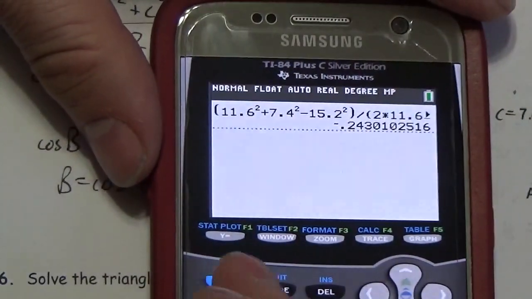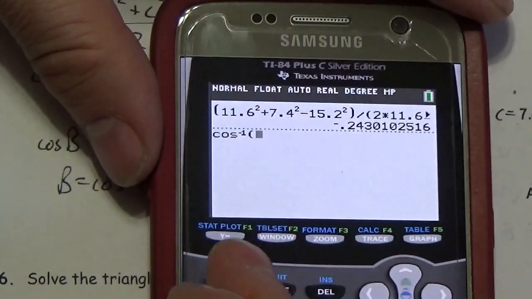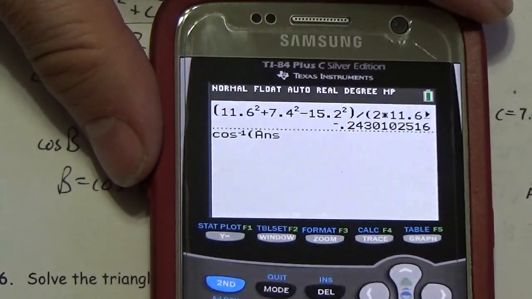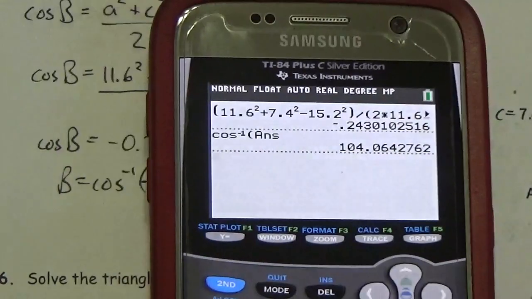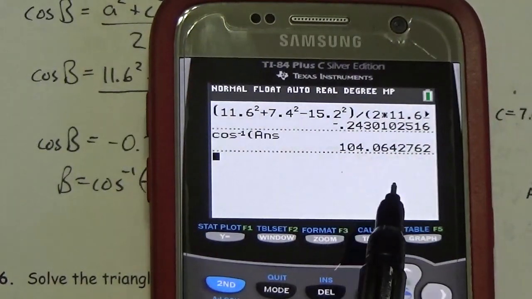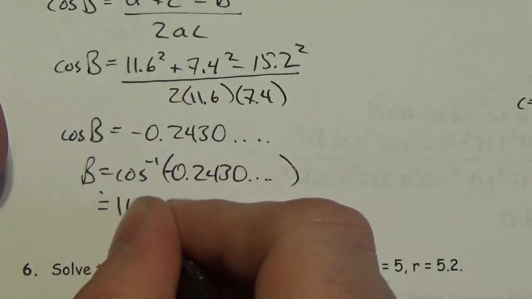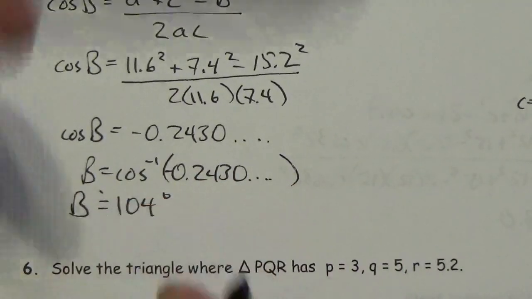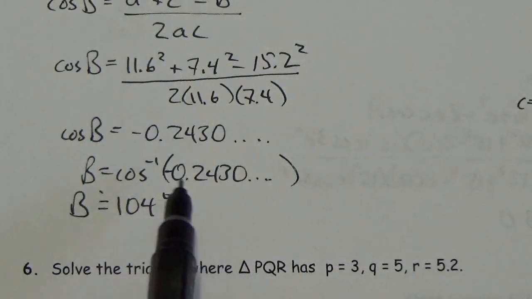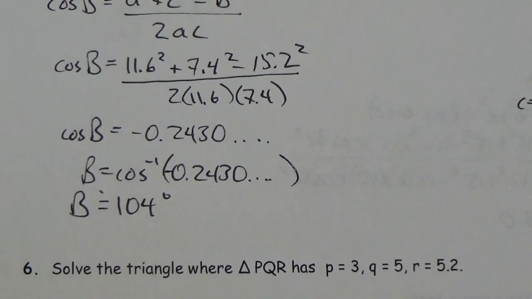But we're going to do now the second cosine of that answer that I just figured out. Press enter. Oh, and notice I get 104. Now it says to the nearest degree, so 104 degrees. So B is going to be equal to approximately 104 degrees. You will see later on that the cosine ratio is negative when the angle is greater than 90 degrees. As soon as it's between 90 and 180, that ratio would end up being negative. It's an interesting little relationship that exists there.